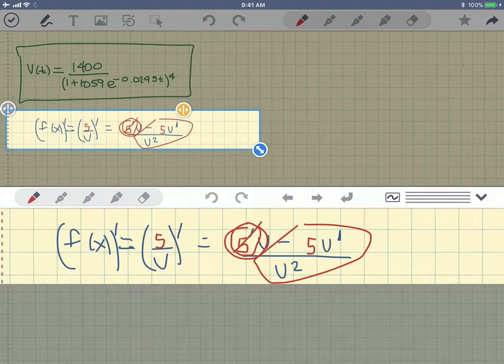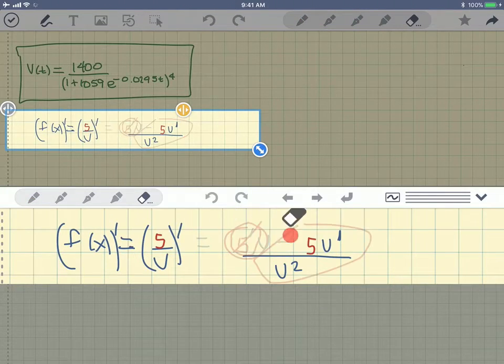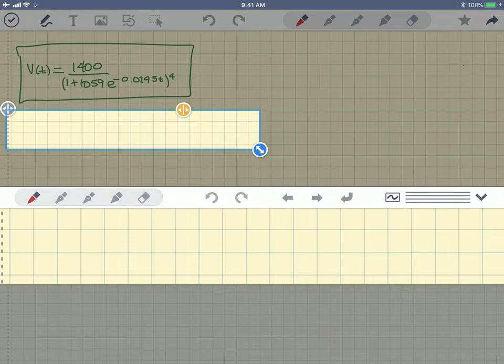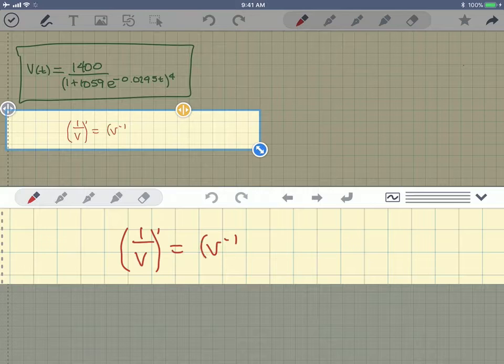And what happened here is that we don't need to do it this way, because all I have is a constant divided by a function, and I want to take the derivative of that. The most common way to think about these is to see this as a power. This is the derivative of something to the minus 1.